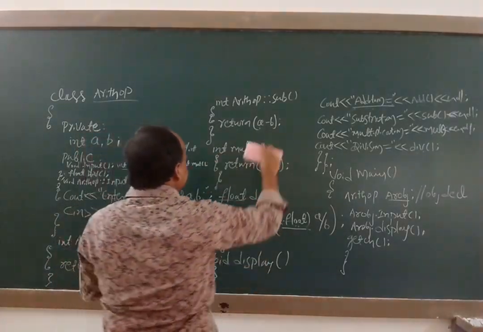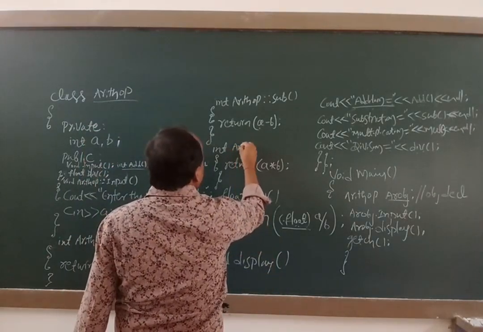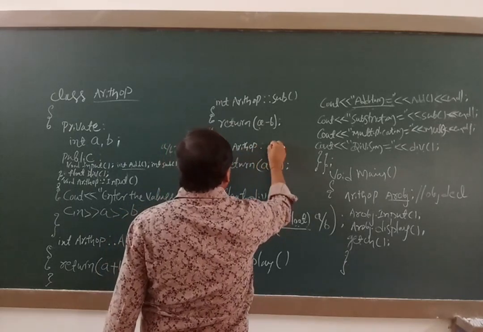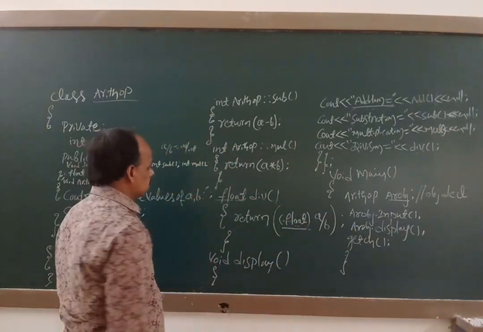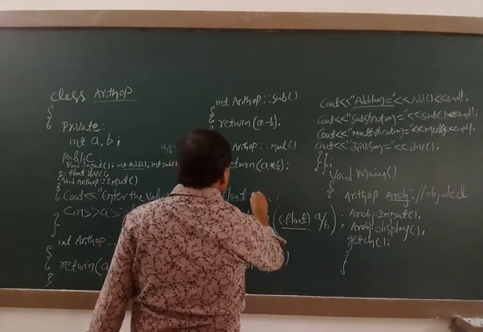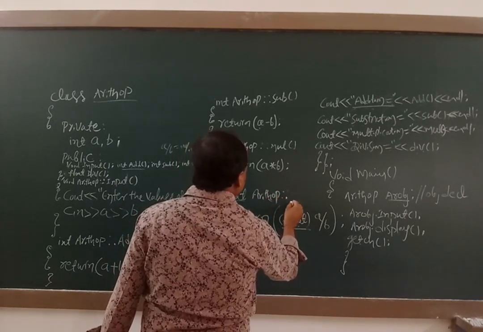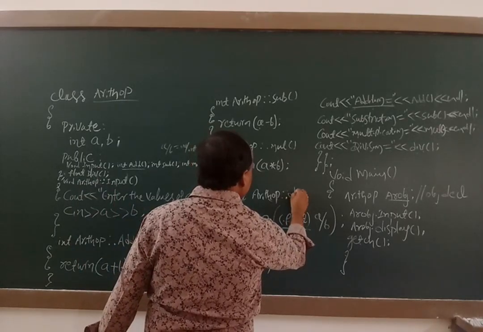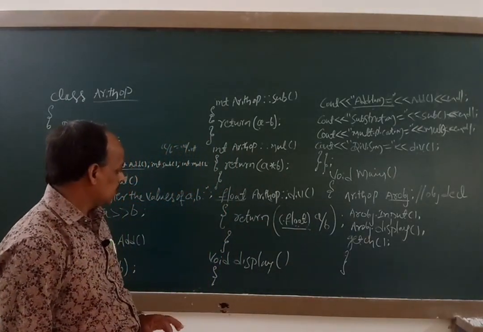Next int name of the class, that is ARITHOP, arithmetical operation, scope resolution operator, MUL function, multiplication function. Now close the multiplication function. Next float name of the class is ARITHOP, scope resolution operator, which function? DIV, division function, right. Next division is performed, right.